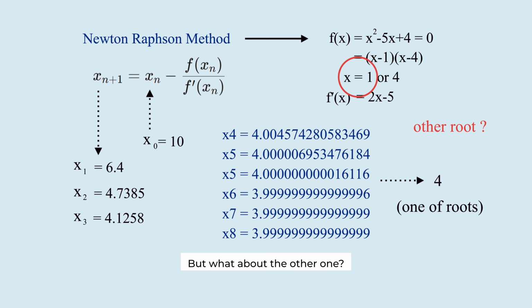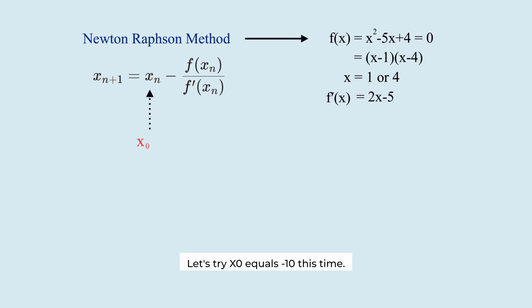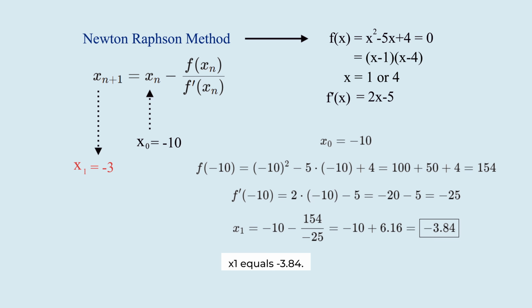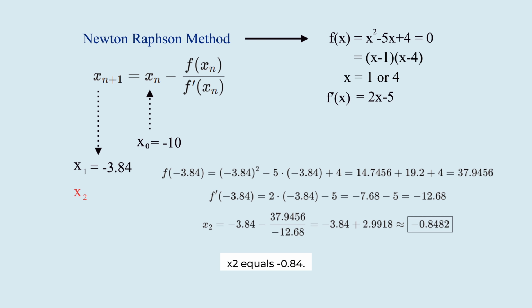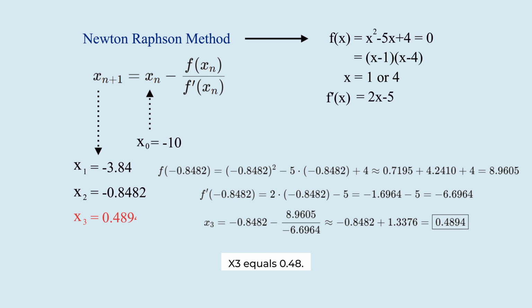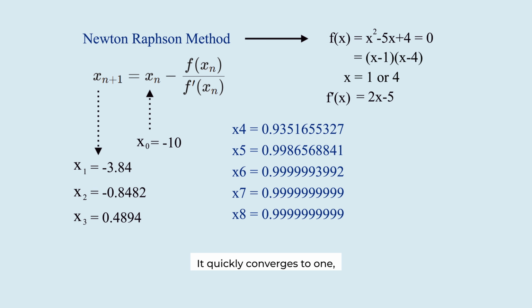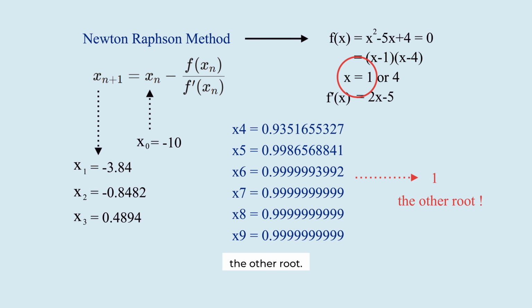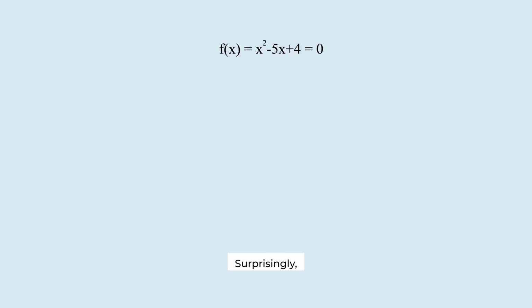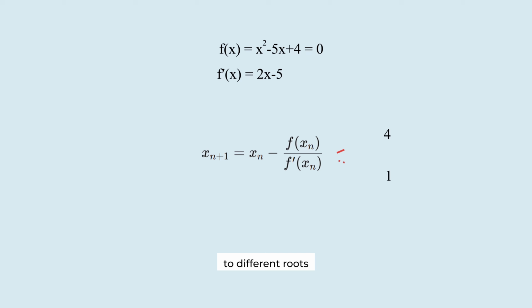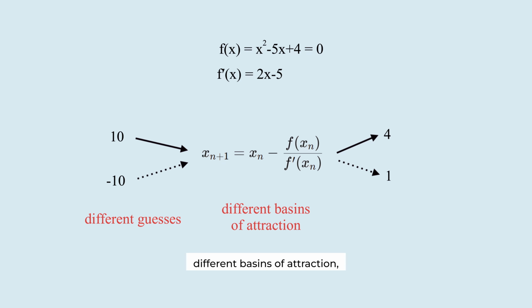But what about the other one? Let's try x0 equals minus 10 this time. We get x1 equals minus 3.84, x2 equals minus 0.84, x3 equals 0.48. It quickly converges to 1, the other root. Surprisingly, you can steer Newton-Raphson to different roots simply by changing the initial guess. Different guesses, different basins of attraction, different roots.